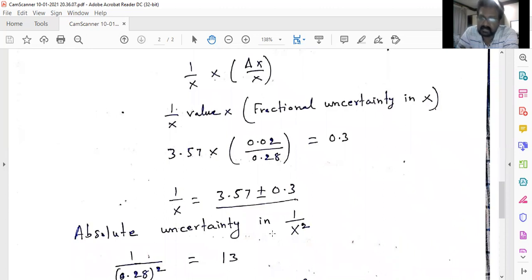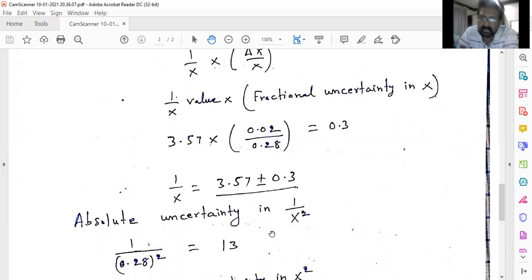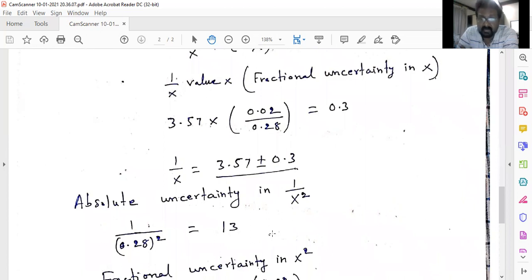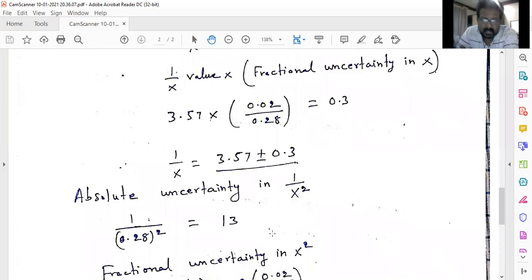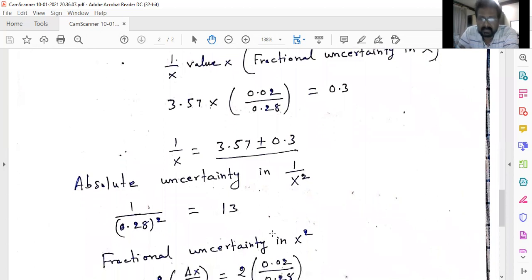So when you write this, 1 over x is equal to 3.57 plus or minus 0.3. Again, you can see the number of significant figures. So you can give one significant figure, or most of the cases follow one significant figure. Sometimes you can give two significant figures as well. Okay?